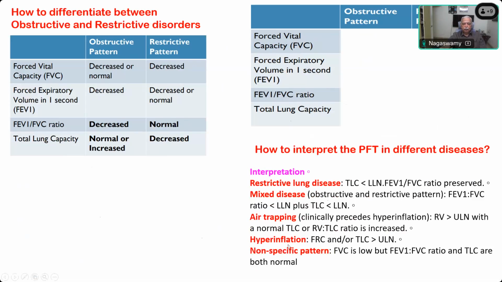And there is a non-specific pattern. This is the one sometimes given in the exam to pull your leg, where FVC is low, but the FEV1 to FVC ratio and TLC are both normal, and that is called the non-specific pattern. So these are the 5 different types that you have to remember. Restrictive, of course, and obstructive you also know. So mixed disorder, air trapping, hyperinflation, and non-specific patterns.